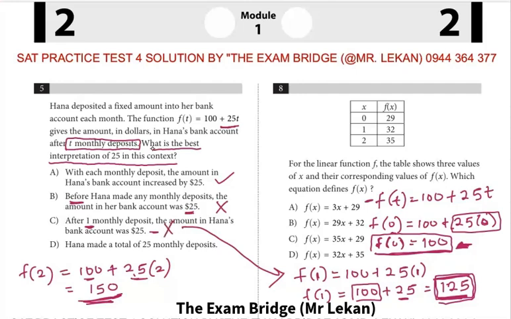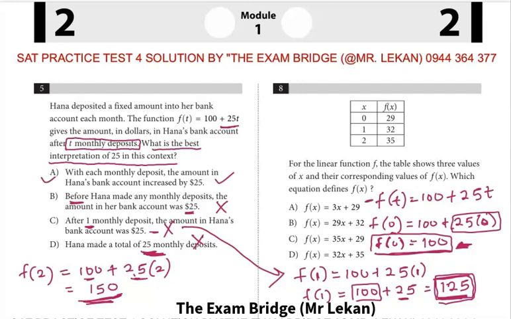Look at the D part. Anna made a total of 25 monthly deposits. No. This 25 is not equivalent to 25 monthly deposits. So my correct option is A.